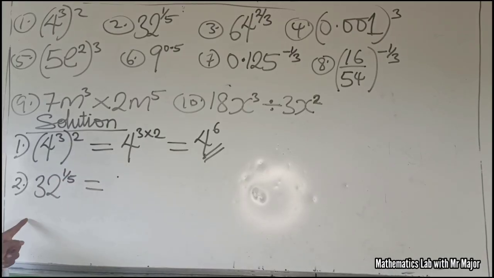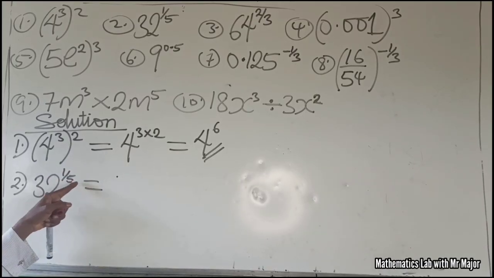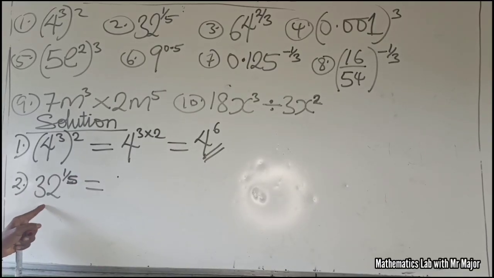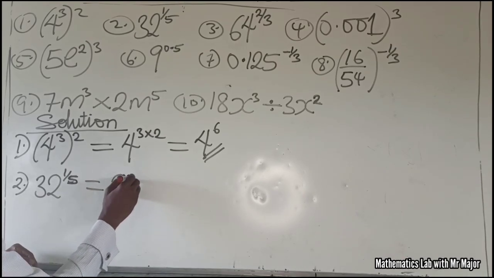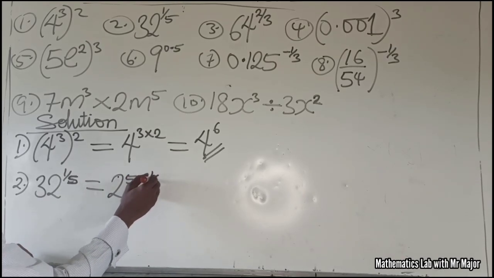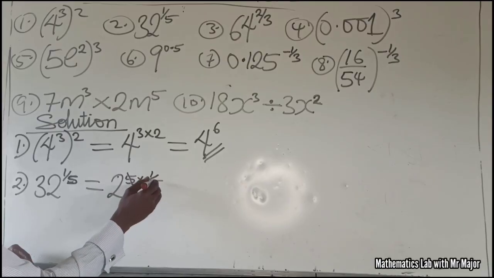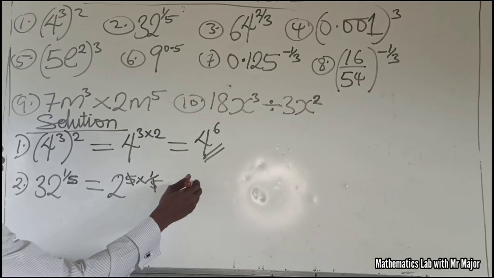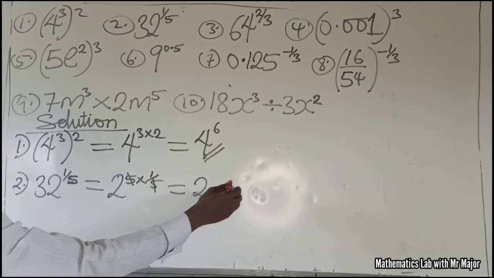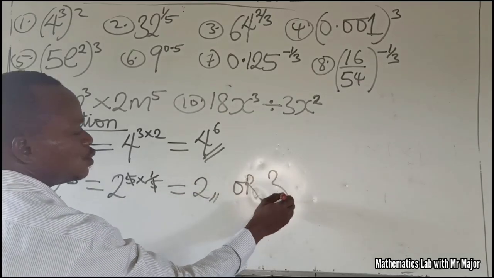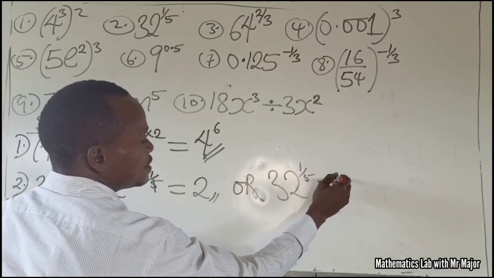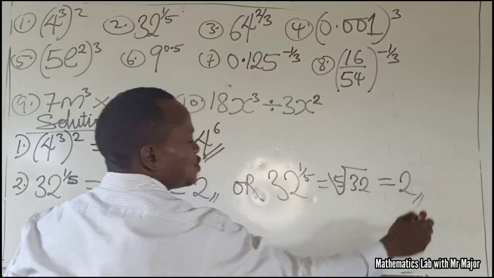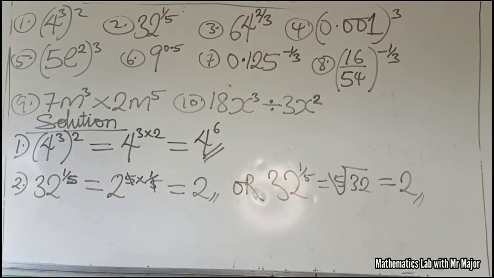Now, what can multiply itself 5 times, since the denominator here is 5? What can multiply itself 5 times to give us 32 is 2. So that would be 2 raised to power 5. Then times 1 over 5. So here 5 will cancel 5. We are left with 2 raised to power 1. And 2 raised to power 1 is equal to 2. Of course, you can still do it like this. 32 raised to the power of 1 over 5 means the 5th root of 32. And that is still 2 because 2 raised to power 5 is 32.